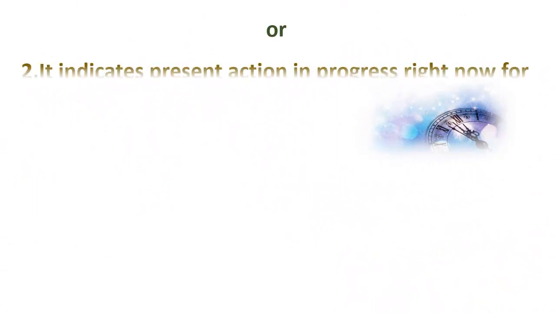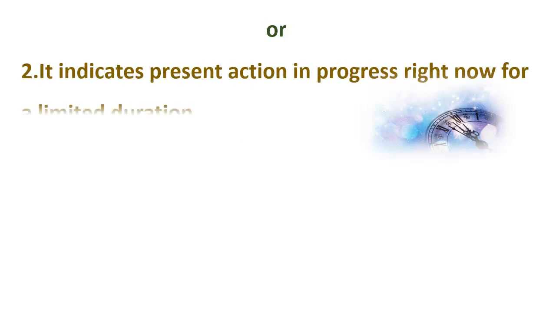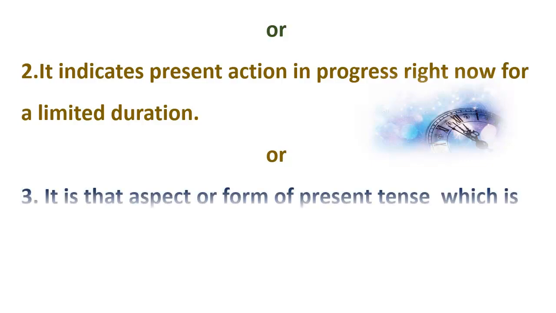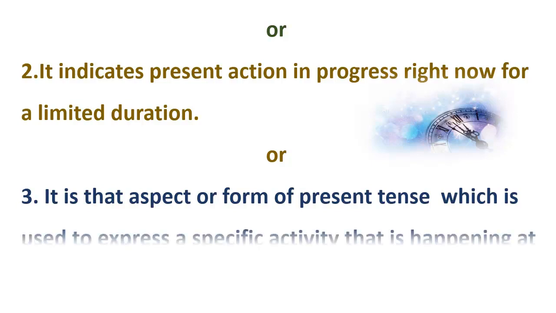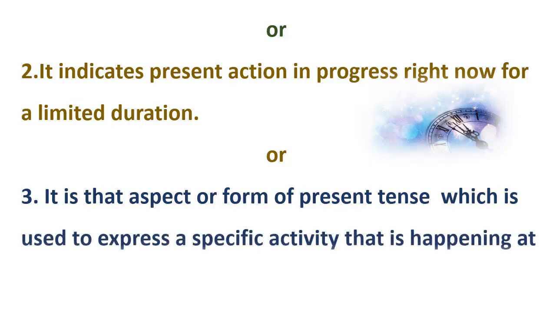Or you can say children, present continuous indicates a present action in progress right now for a limited duration. Or you can otherwise say it is that aspect or form of present tense which is used to express a specific activity that is happening at the time of speaking and is not yet completed.